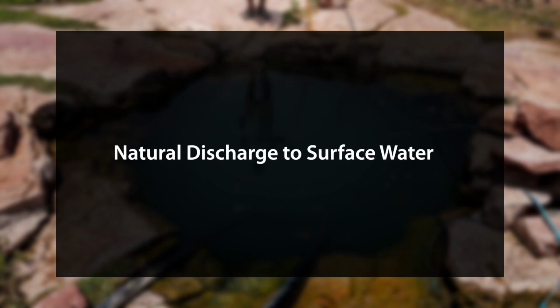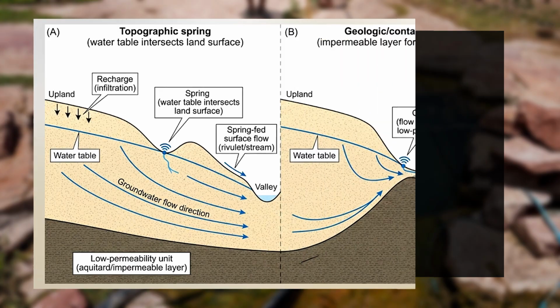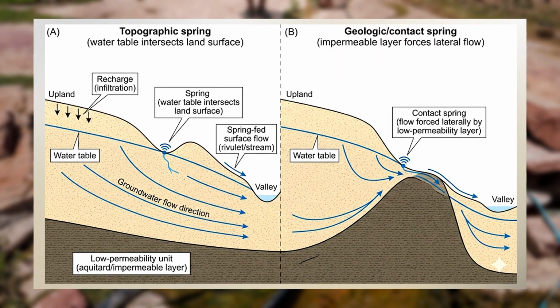Number one is natural discharge to surface water. Among the various forms of discharge, this one is the most apparent. Groundwater does not remain confined beneath the surface. Instead, gravity propels it towards lower elevation where it meets the land surface. Springs serve as examples of this kind of groundwater discharge. A spring forms when the water table intersects with the ground, allowing the groundwater to emerge naturally.